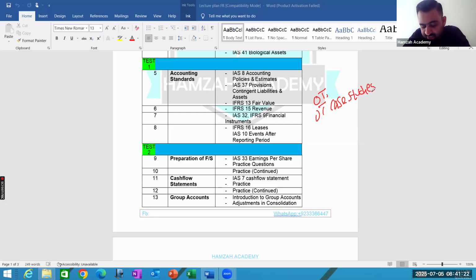And after that, our final area will start, which is preparation of the financial statements. In preparation of the financial statements, one accounting standard which we will learn is IAS 33, which is earnings per share, known as EPS. How to calculate EPS, we will learn in IAS 33. And in this area, we will also learn to prepare the financial statements, known as final accounts.